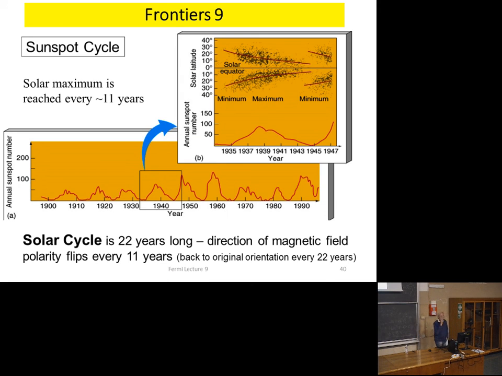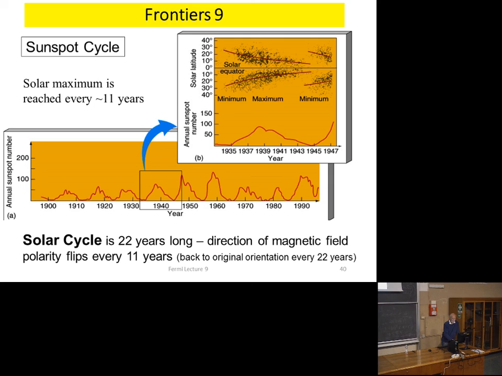The last thing that I'll mention is that the sun has cycles. And those cycles are basically 11 years. There's a solar maximum every 11 years, and a total cycle is 22 years long. And during that period, the direction of the magnetic field flips. So the sun has this feature that the magnetic field is in one direction, flips in another direction every 22 years. After 22 years, it's back to its original. So after 11 years, it flips, then it flips again back to the original in 22 years.